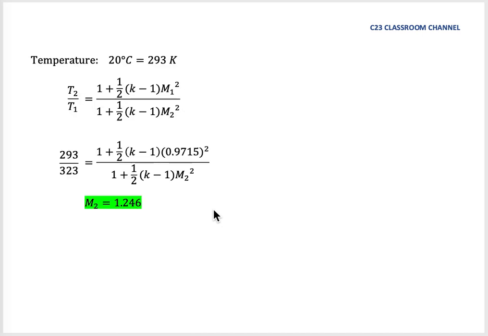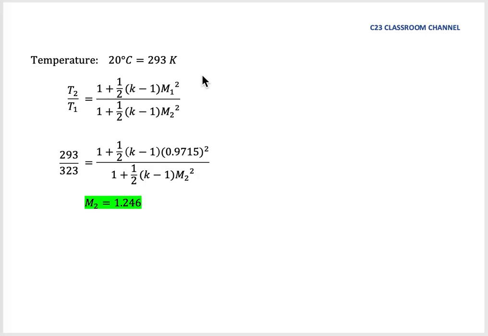And then for the next question, at another point in that duct, the temperature reduced to 20 degrees Celsius, which is equal to 293 Kelvin. We need to calculate the value of the Mach number at that point.